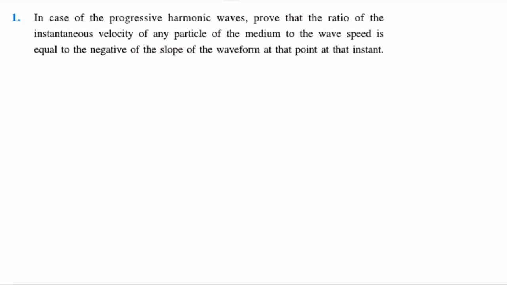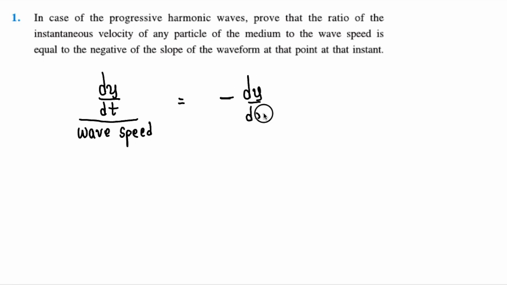Now the first question is: in case of progressive harmonic waves, prove that the ratio of instantaneous velocity of any particle of the medium, that means dy by dt, to its wave speed is equal to the negative of the slope of the waveform, that is dy by dx.